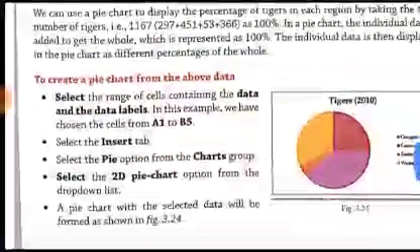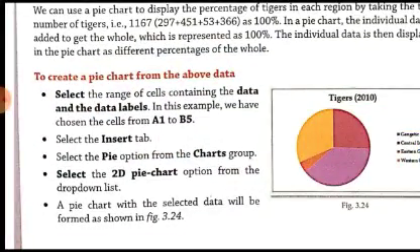Now, after we have selected the range of cells, we will select the Insert tab, and within the Insert tab we go to the Charts group. Then select the Pie option from there, and after that select the 2D pie chart option from the drop down list that appears. When you select the 2D pie chart option, you can see that the pie chart will be created and shown in your Excel sheet. A pie chart with the selected data will be formed as shown in figure 3.24.